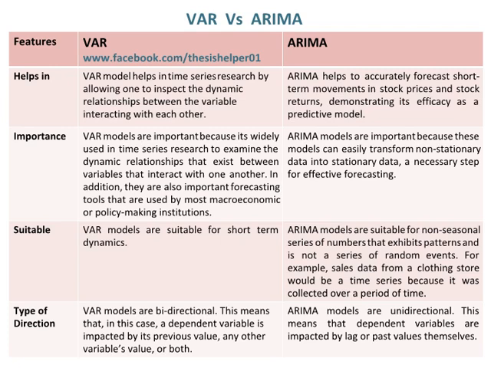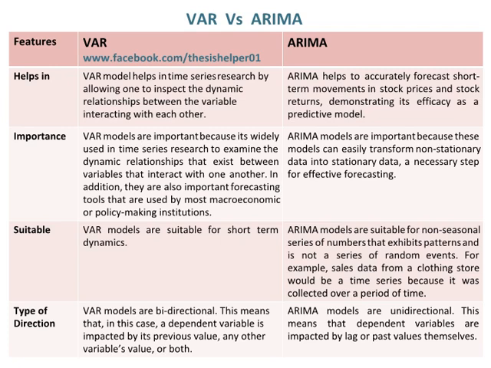VAR models are suitable for short-term dynamics, whereas ARIMA models are suitable for non-seasonal series of numbers that exhibit patterns and are not a series of random events. For example, sales data from a clothing store would be a time series because it was collected over a period of time. VAR models are bidirectional.